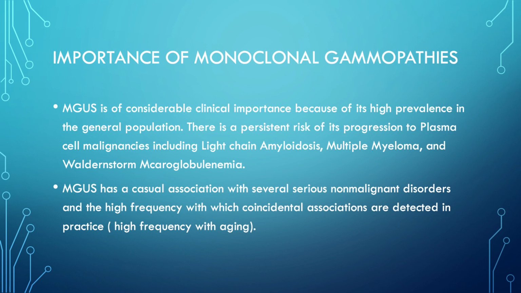So, talking about the importance of monoclonal gammopathies. Now, MGUS is very important because it's relatively highly prevalent in the general population. And there's always a risk of it progressing to plasma cell malignancies, which can include various forms, for example, multiple myeloma, light chain amyloidosis, or Waldenstrom macroglobulinemia. It also has a causal association with several serious non-malignant disorders, and there's a high frequency seen with aging. So, these are things that are commonly detected in normal clinical practice.